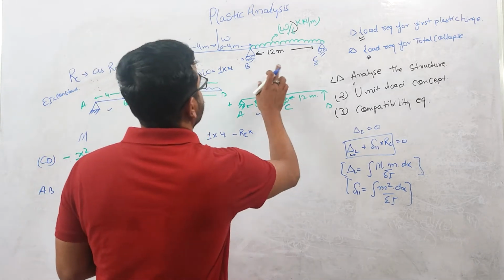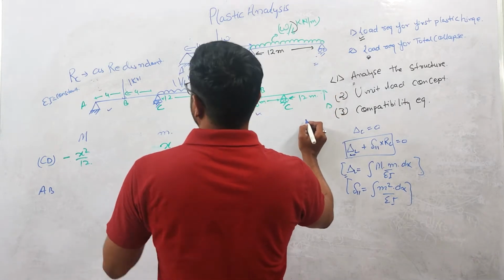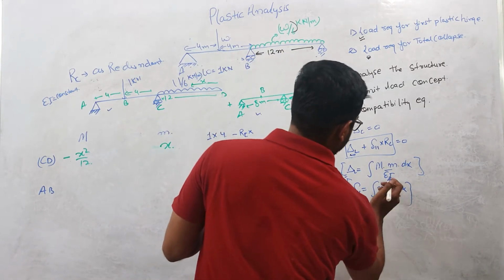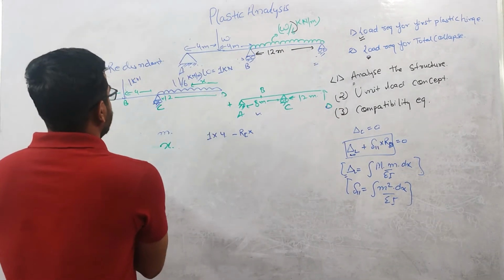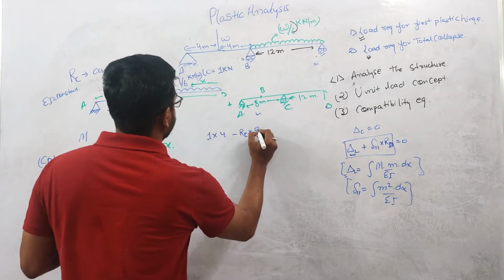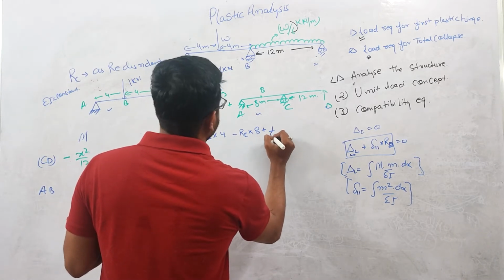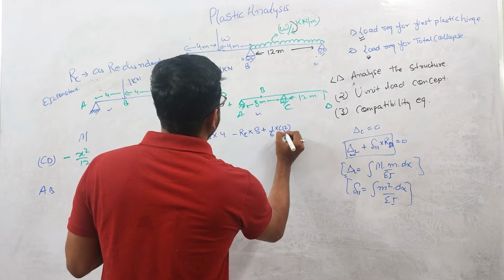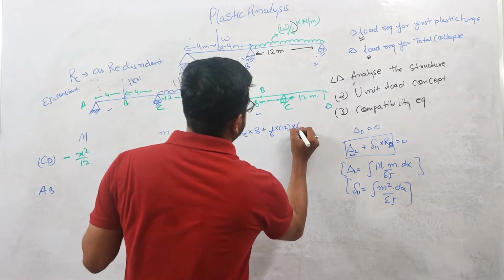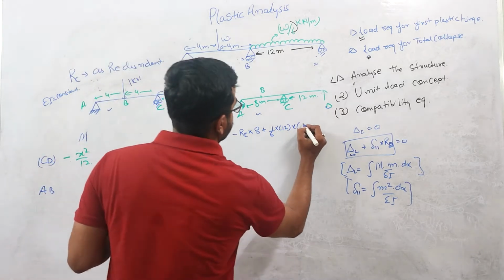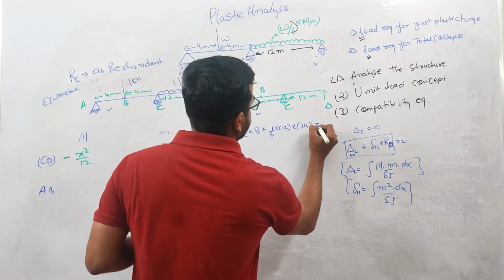Sorry, this is ABC. Okay, so this is our, oh sorry, this is ABCD. This is RD. Sorry, this will be RD. Okay, so RC into 8 plus 1 by 6 into 12, right? And this into 8 plus 6, this is 14. Okay, so this should be equal to 0.